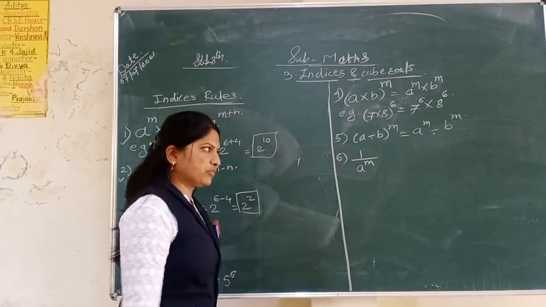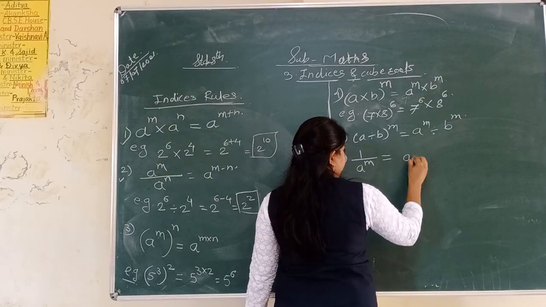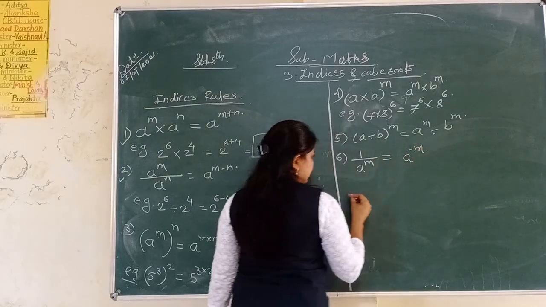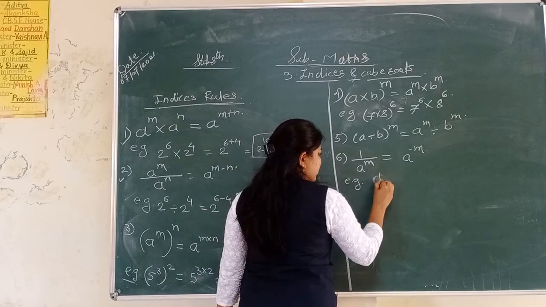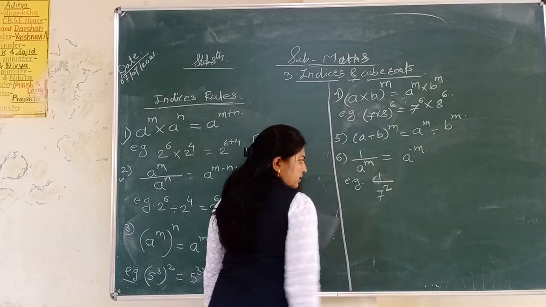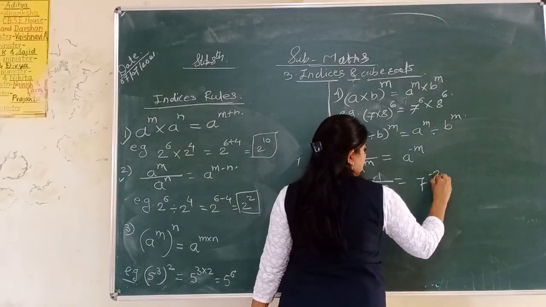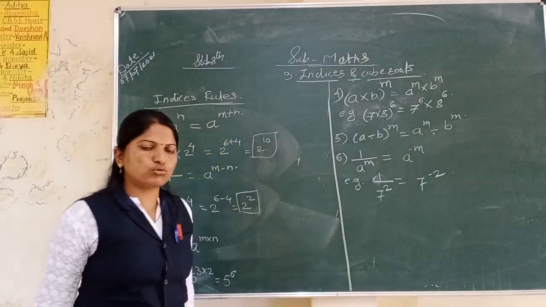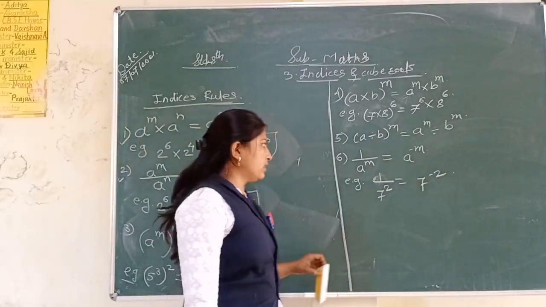It's called inverse power, and it will be a raised to minus m. For example, 1 upon 7 square is the inverse, 7 raised to minus 2.